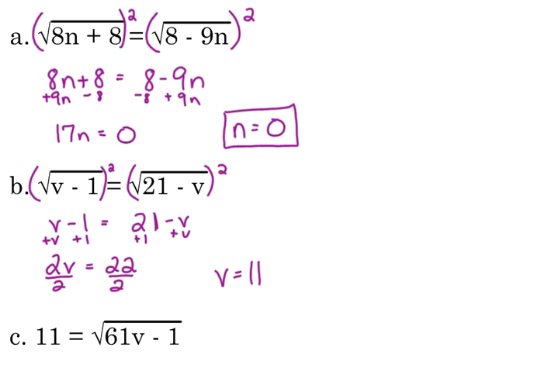v equals 11. No reason not to check it. Left side, 11 minus 1 is 10. So we've got the square root of 10 on the left side. 21 minus 11 is 10. So we've got the square root of 10 on the right side.